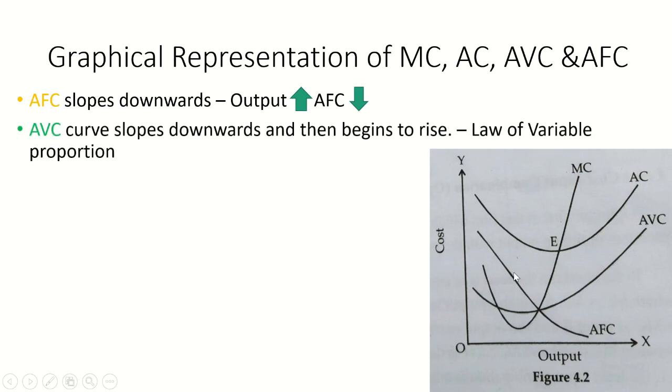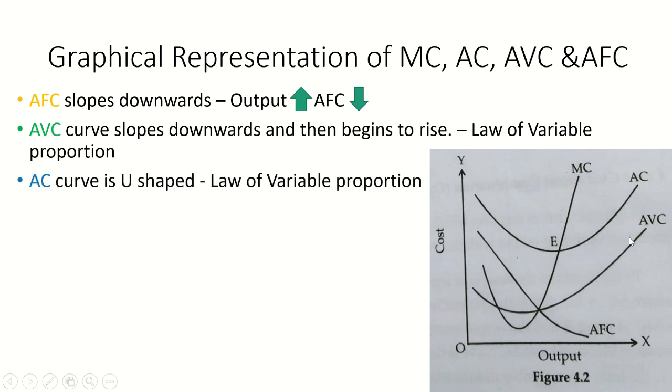Second is that the AVC curve slopes downwards and then begins to rise. Again I am repeating, the AVC curve slopes downwards and begins to rise. The reason is that it is due to the law of variable proportion.